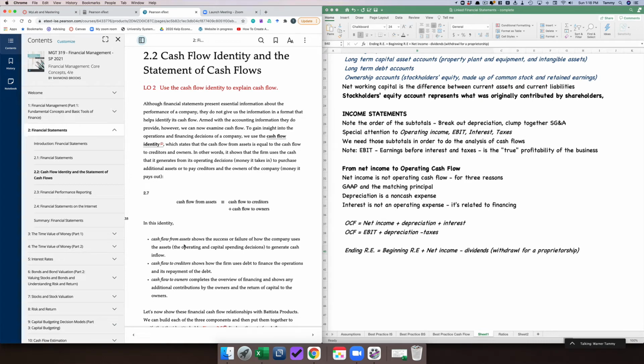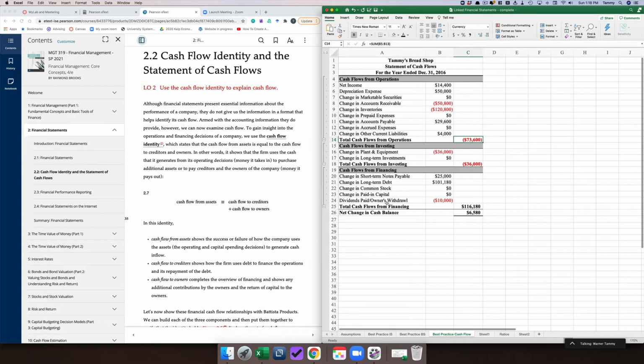Okay, so now we come to the real meat of the chapter, and this is what most of your homework is going to be based upon. This question of determining where your cash is flowing. Now, again, we have a cash flow statement over here that we have already computed from our income statement and our balance sheet in combination. And so, it's similar to what we're going to be talking about going forward from here.